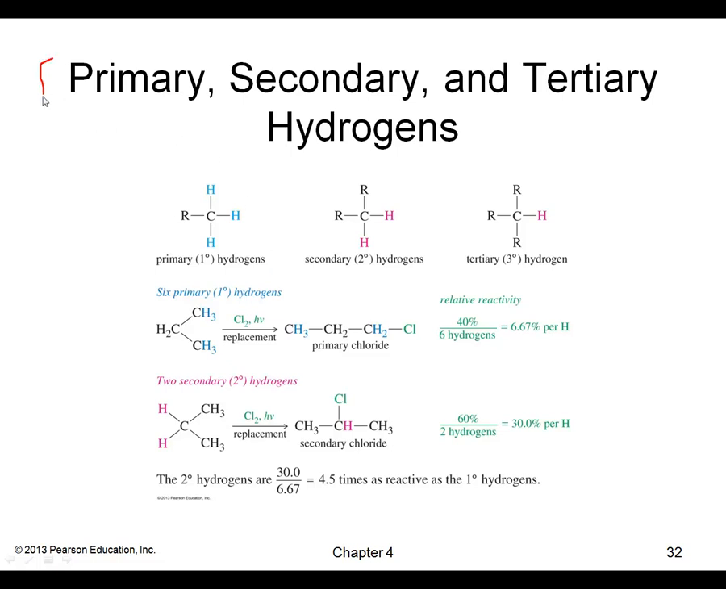Okay, so here the chapter shifts a little bit. We look at primary, secondary, and tertiary hydrogens. Remember, a primary hydrogen, such as these, is attached to a primary carbon. A primary carbon is one that just has one other carbon on it. Secondary hydrogens are on a secondary carbon, and a secondary carbon has two carbons on it. And a tertiary carbon has three carbons on it, so the most it could ever have is one tertiary hydrogen.